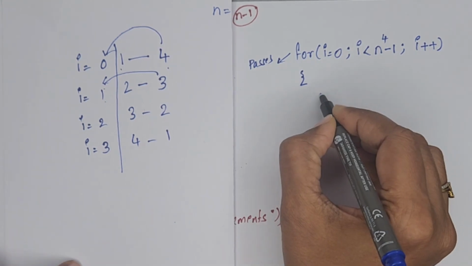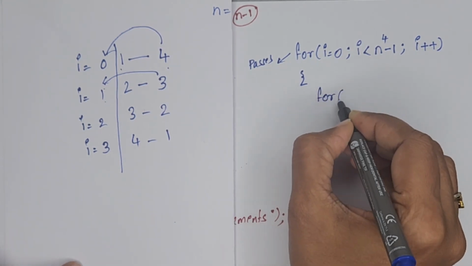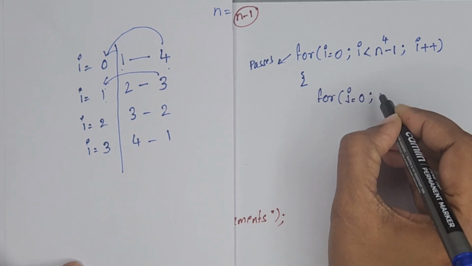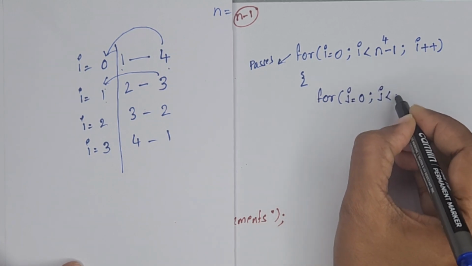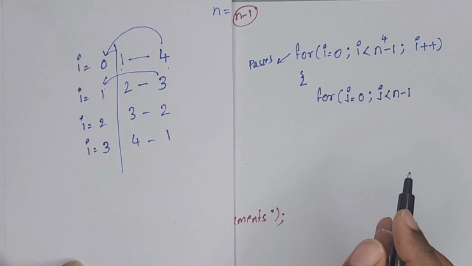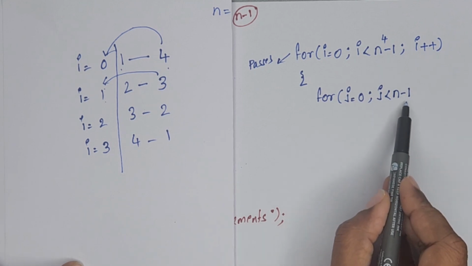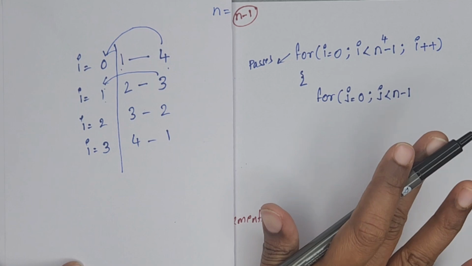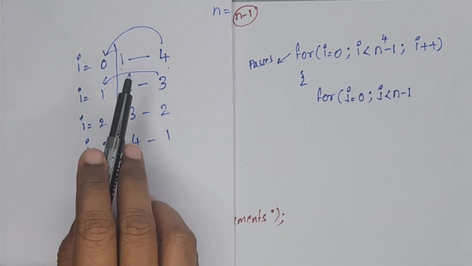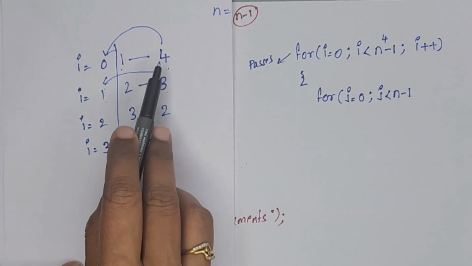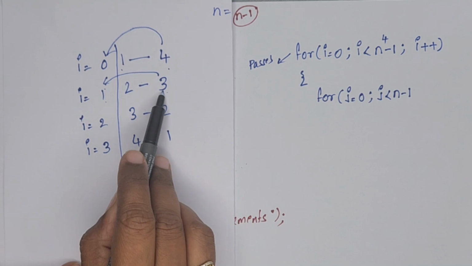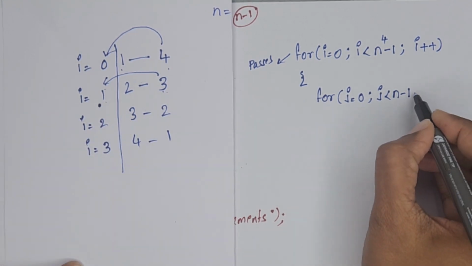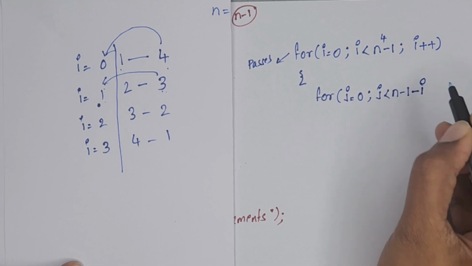So again, I am going to write one for loop for the number of comparisons. For j equal to 0, j less than n minus 1. If I write j less than n minus 1, in every pass it will compare 4 times. But we need not compare 4 times every time; we have to reduce it. The number of comparisons depends on i. So, n minus 1 minus i.